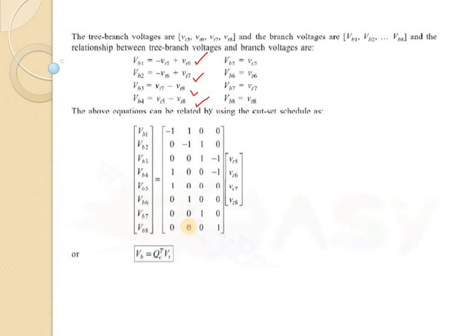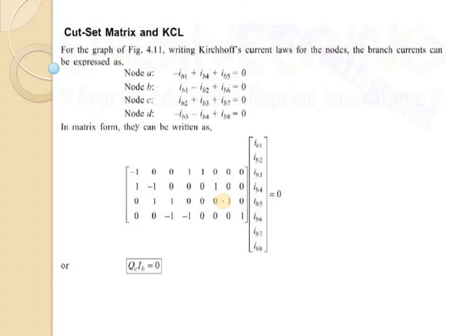So, all these things have been formed. Putting those things together, we can form the cut set and KVL matrix this way, where VB equals QC transpose into VT. So, that is the relationship between Kirchhoff's voltage law and the cut set matrix.